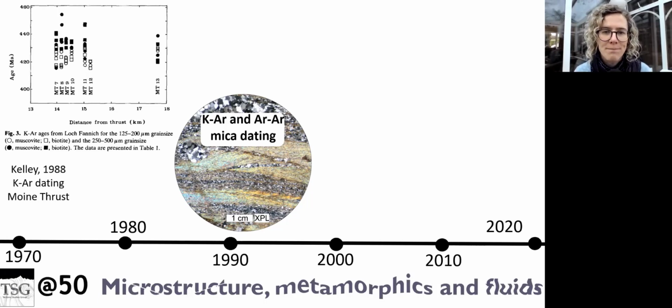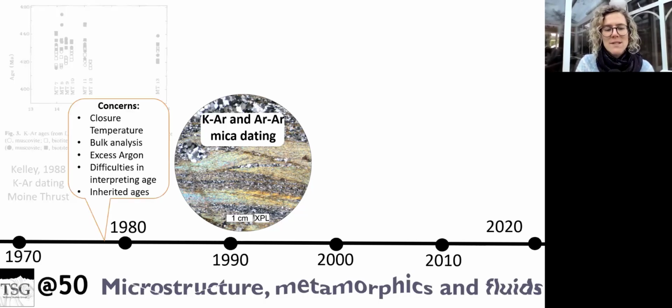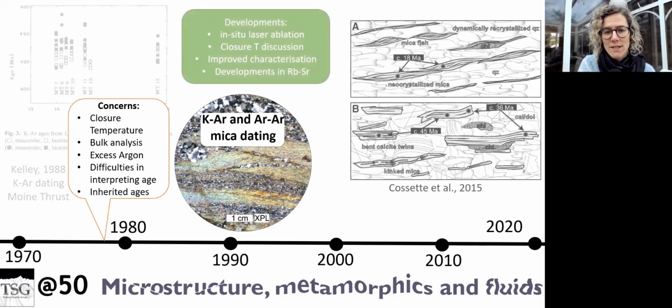the last 50 years. Firstly, micas, which are dominant fabric-forming minerals, so if we can date them, this is an unambiguous way to directly link the timing to the deformation events, as highlighted by this early work from, again, the famous Moine thrust zone by Simon Kelley. However, there have been a lot of problems with argon-argon and potassium-argon dating over the years, including problems with bulk analysis, understanding the closure temperature, and inherited or excess argon, which have led to difficulties in interpreting ages.